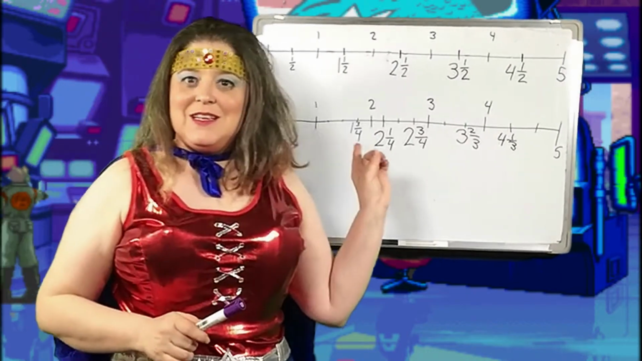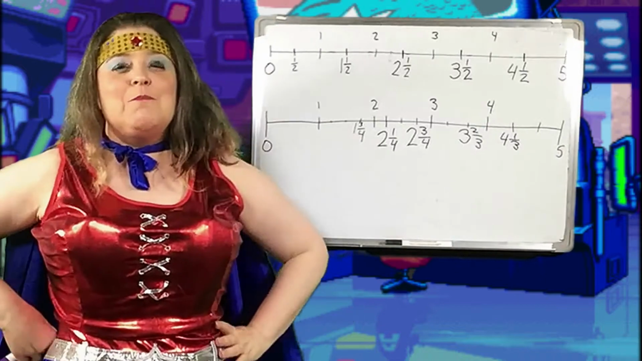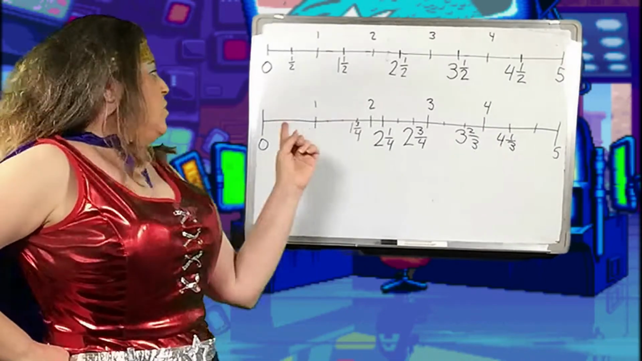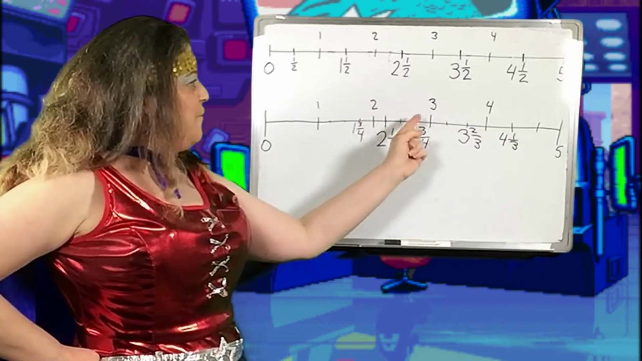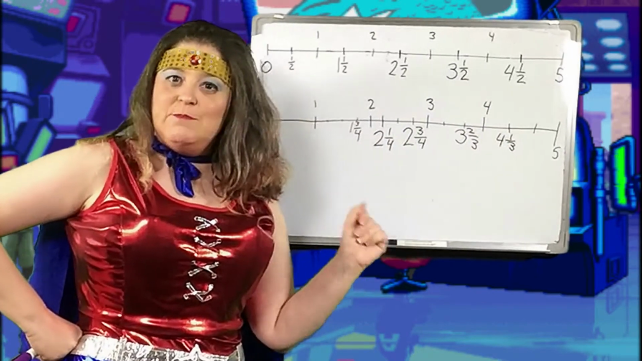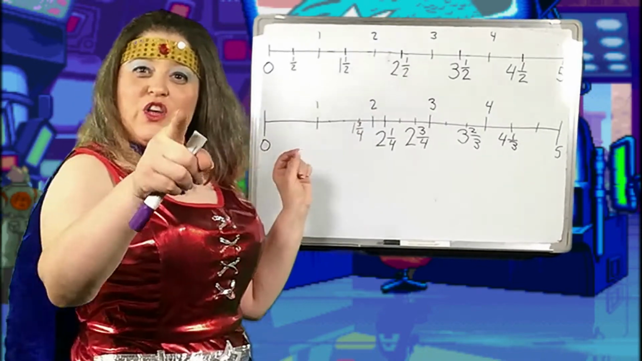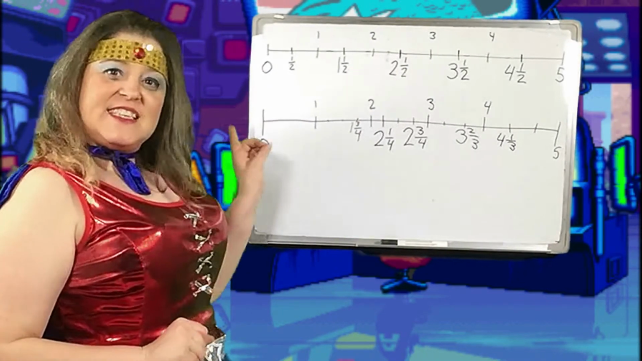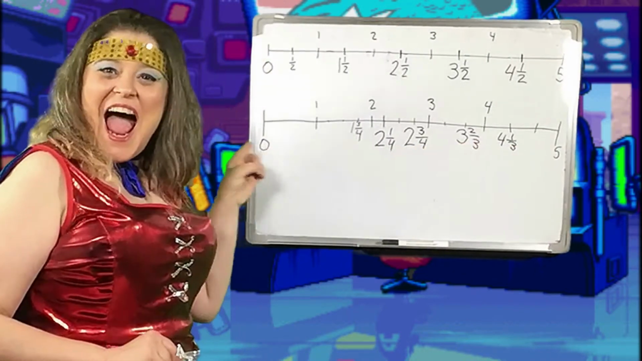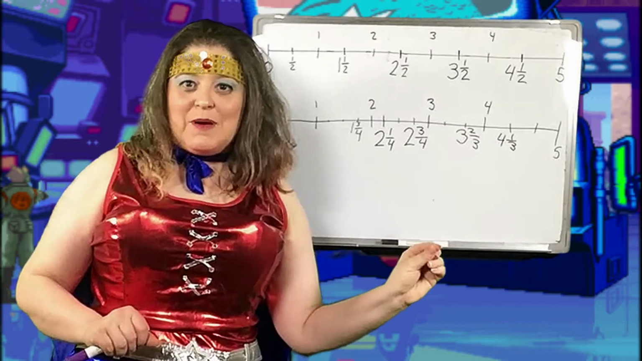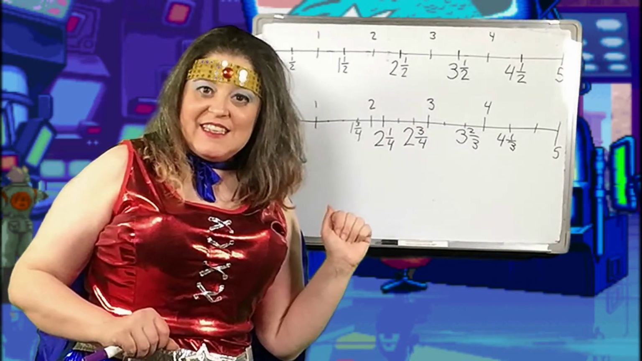Now, we appear to have some missing numbers. We don't have any fractions down here, and we can fill in a few more in between. So, what I want you to do is to tell me a fraction that we can add to this number line, one that has not been said yet.